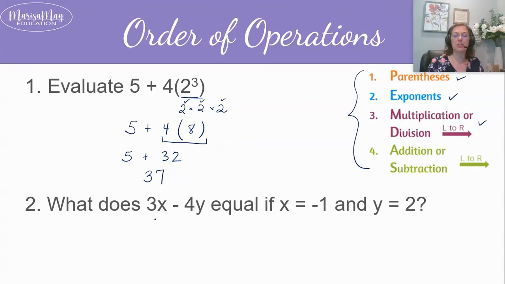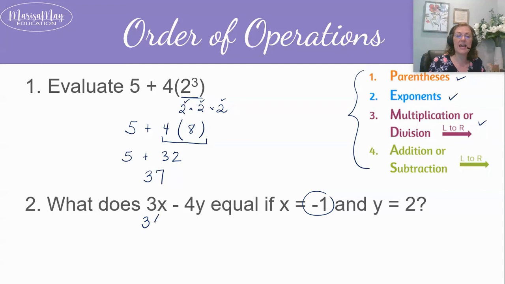Okay, let's look at number 2 then. What does 3x minus 4y equal if x equals -1 and y is 2? Now, we're going to use the order of operations in this problem, but first we're going to substitute. So in place of the x, I'm going to put a -1. Look how that's going to look now.